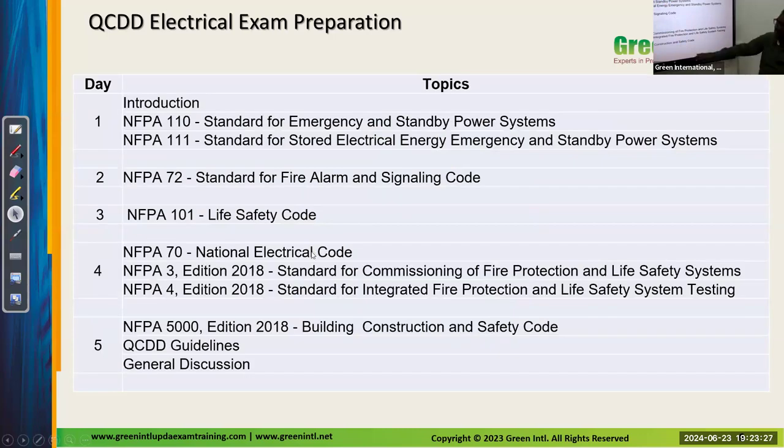So we have 5 classes. In the 5 classes, we discuss based on these categories.